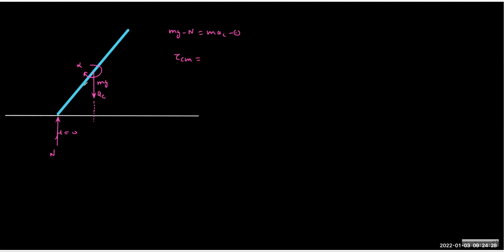Assume this angle is theta. So who will provide the torque about the center of mass? It is the normal force. N times L by 2 cos theta. I'm saying torque about the center of mass, and the center of mass will have this much torque. So this is equal to m L square by 12 into alpha.